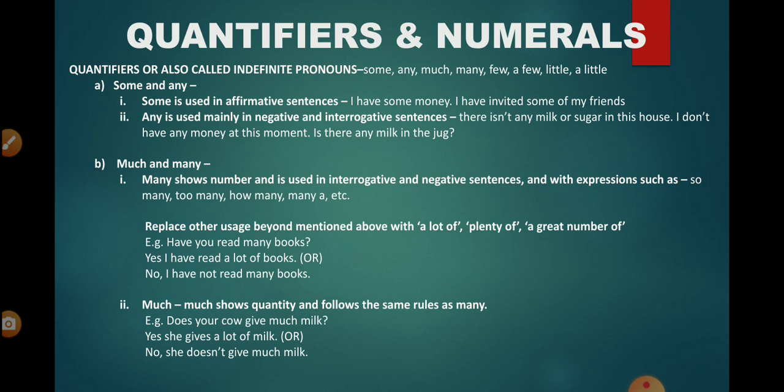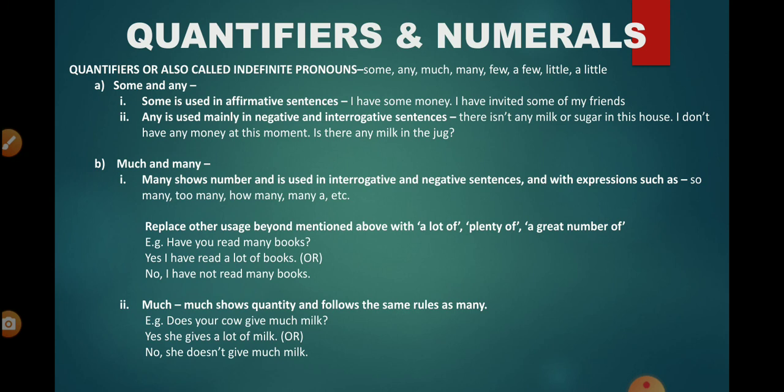For example, have you read many books? Yes, I've read a lot of books. In a positive sentence, we have used here a lot of in place of many. In negative, no, I have not read many books, because the last sentence happens to be negative. We have used here many.